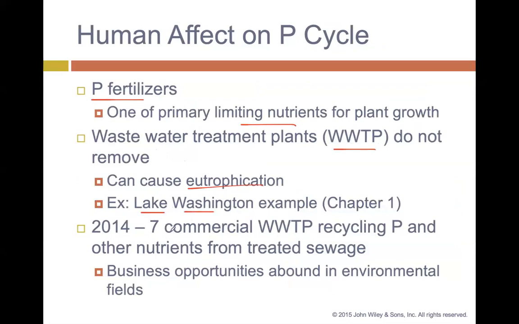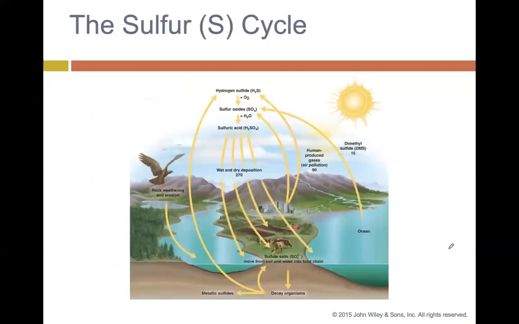In 2014, there were 7 commercial wastewater treatment plants recycling phosphorus and other nutrients from treated sewage. And there are business opportunities abound in the environmental fields to try to figure out how to get phosphorus out of wastewater treatment plants.